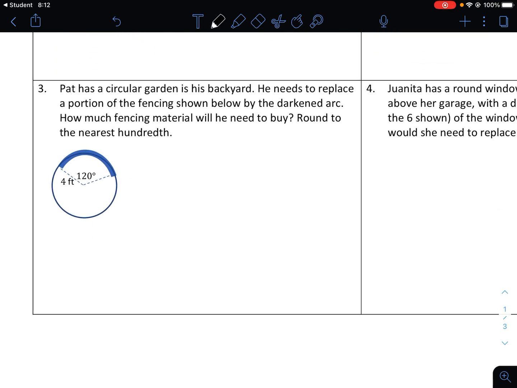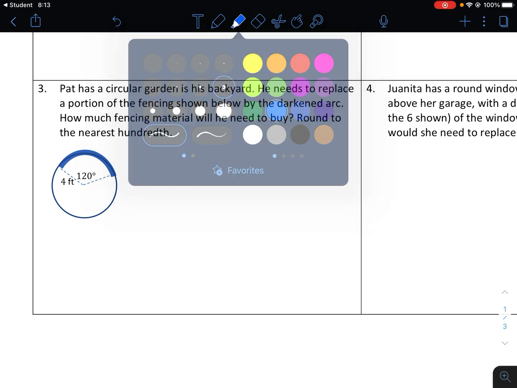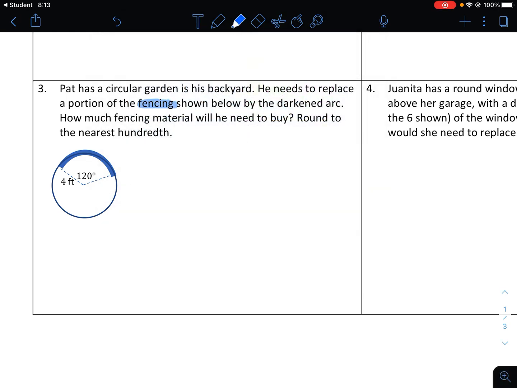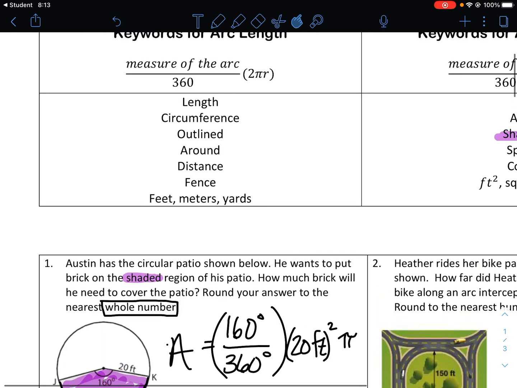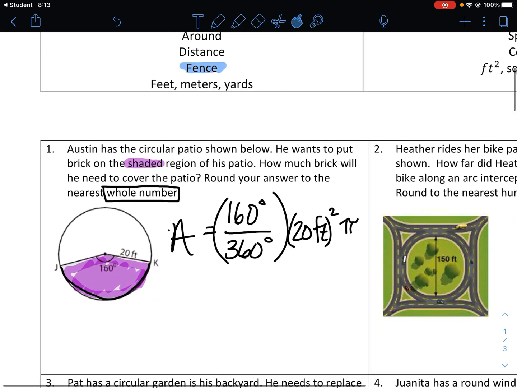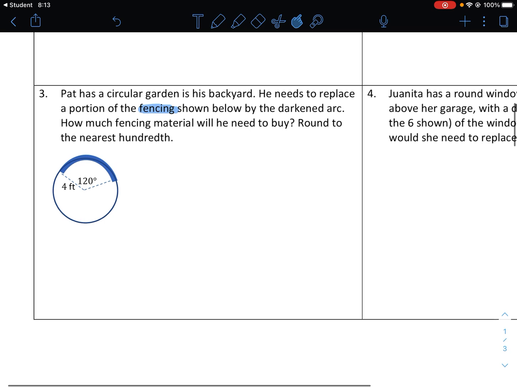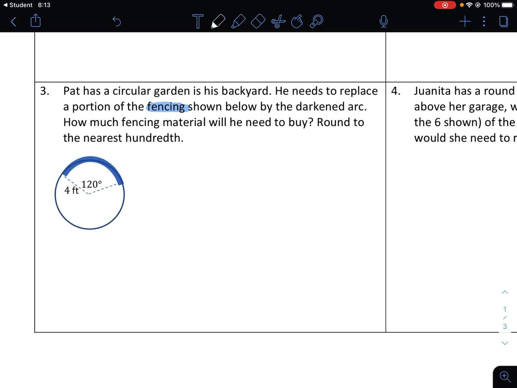For number 2, Pat has a circular garden in his backyard. He needs to replace a portion of the fencing shown below by the darkened arc. How much fencing material will he need to buy? Round to the nearest hundredth. So just like with the first one, here we have the word fencing, which is one of the key words for arc length.